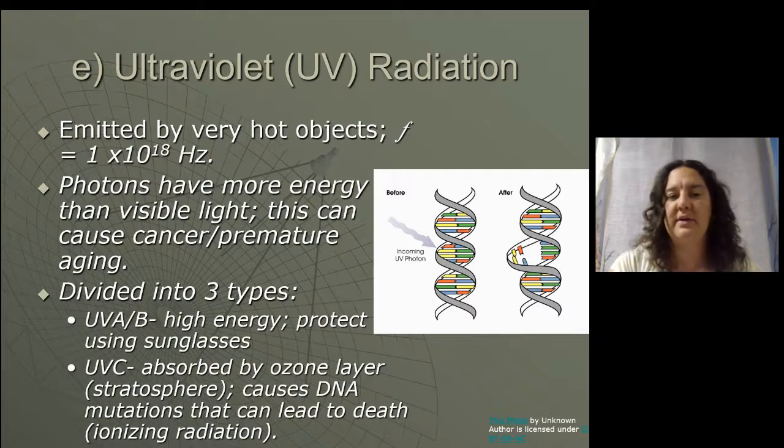Ultraviolet radiation can be divided into 3 different types, UVA and UVB, which have a high energy, and we need to protect our eyes using sunglasses. And UVC is primarily absorbed by the ozone layer up in the stratosphere, but it can cause DNA mutations that can lead to cell death. So we really need to protect our skin from UVC.